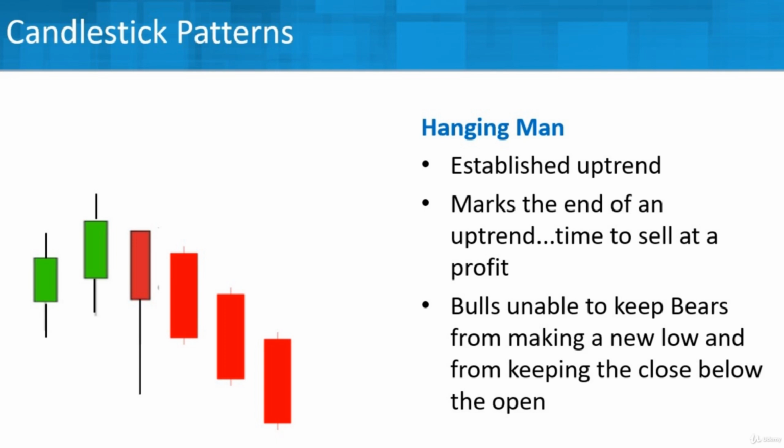And what's happening is the bulls, or people who have faith in the security, are unable to keep the bears from making a new low and from keeping the close below the open. They want to continue that uptrend, they want to see it happen, but the uptrend doesn't continue. You have, again, very low lows. It looks like the hammer, where you have a shaven top and a long wick, or lower shadow, on the bottom. But you can see how the candles change from green to red, and the close is lower than the opening.